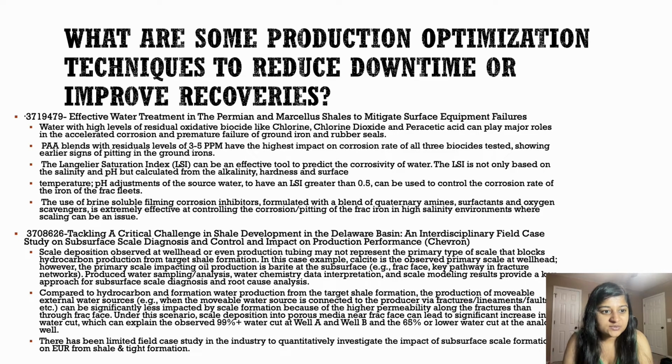The next paper is 3708626, Tackling a Critical Drainage Challenge in Shale Development in the Delaware Basin: Interdisciplinary Field Case Study on Subsurface Scale Diagnosis and Control Impact on Production Performance. So Chevron wrote a really cool paper in terms of their workflow in how they determine scale in certain wells and what is the proactive way to reduce scale.